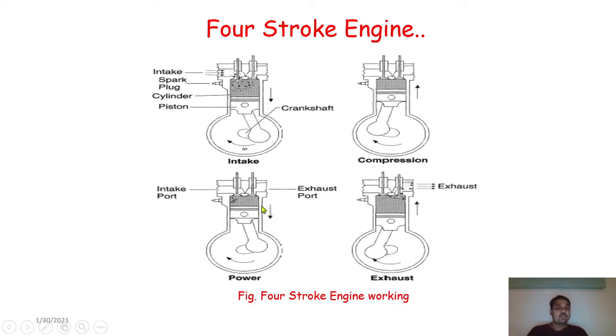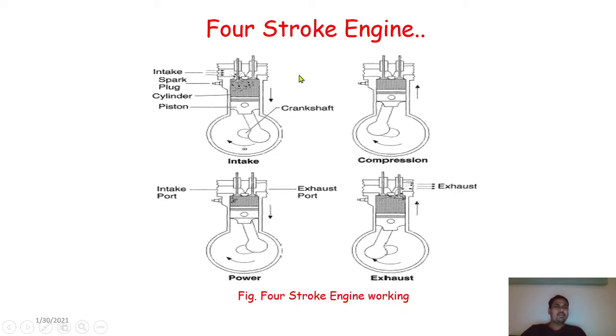Again the piston moves from TDC to BDC. The power is produced inside the engine cylinder. This is the third process, and finally the piston will move from BDC to TDC and exhaust gases will move out to the atmosphere through this exhaust valve. So this is the working of the 4-stroke CI engine.